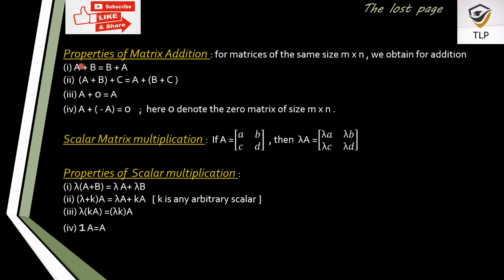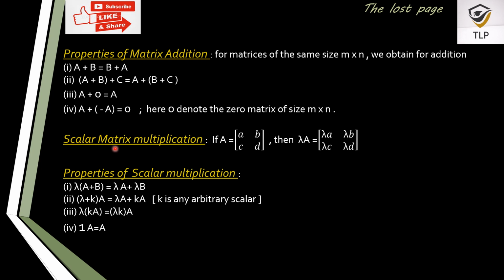Properties of matrix addition. For matrices of the same size m cross n, we obtain four properties as below. First property is A plus B equal to B plus A. Second property is A plus B plus C equal to A plus B plus C, with grouping. Third property is A plus 0 equal to A, where 0 denotes the zero matrix or null matrix of the same size, that is m cross n. And the fourth property is A plus minus A equal to 0.